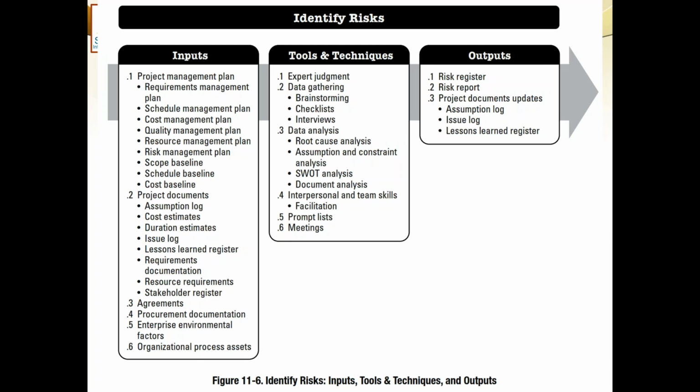Then we have the risk reports. Risk reports are compiled reports, how the risks are categorized and how many risks are in what category and all. Then we have got the project documents updated. As a result, some further assumption log can be created. Some issue log can be generated, and lessons learned register could be updated. These are the things which are updated as a result of identification of the risk.